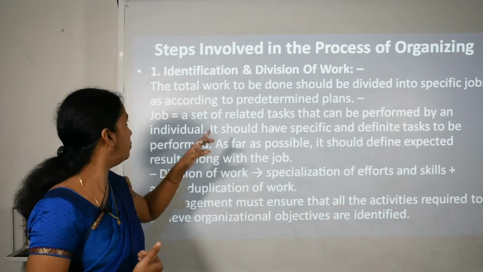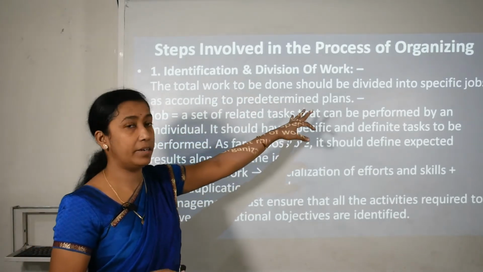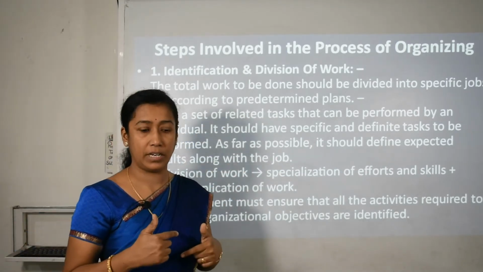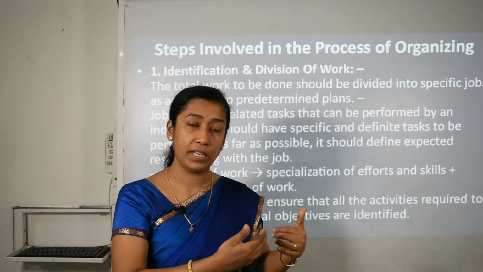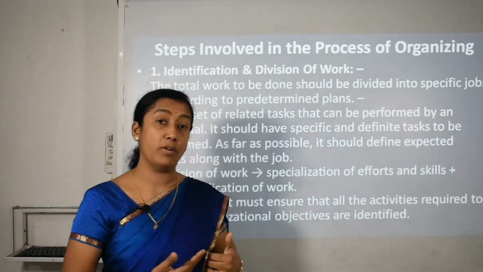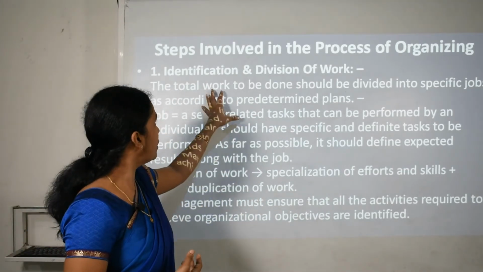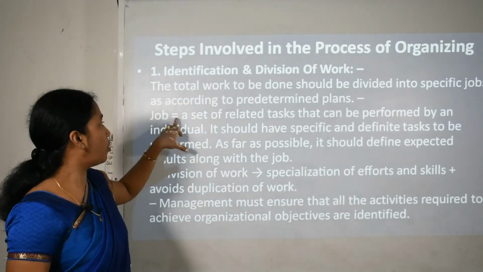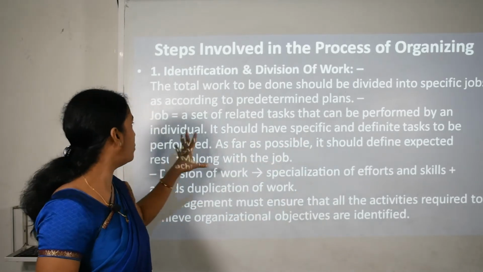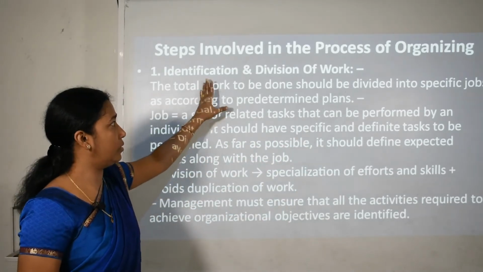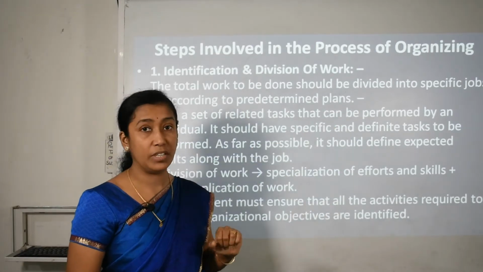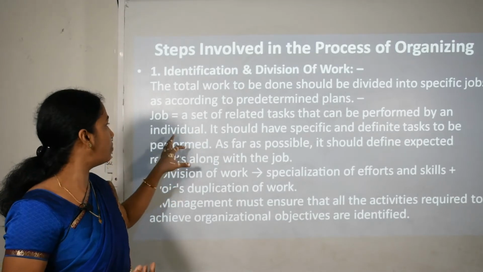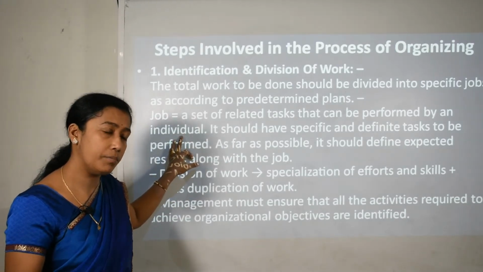So first, to identify means the total work to be done should be divided into specific or particular jobs according to predetermined plans. That means maybe management has made some predetermined plans, a plan of action, okay, of what they need to do. So first they need to identify what the total work is and how they are going to do it. So a job is a set of related tasks that can be performed by an individual. Now here in this definition, when we say specific jobs, jobs means certain work or tasks which can be performed by each and every individual or employee.